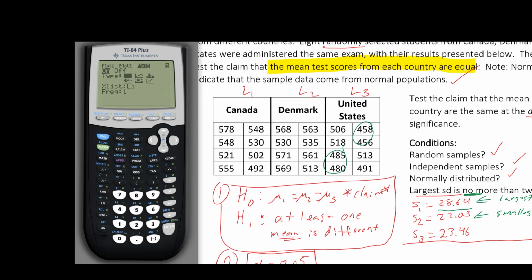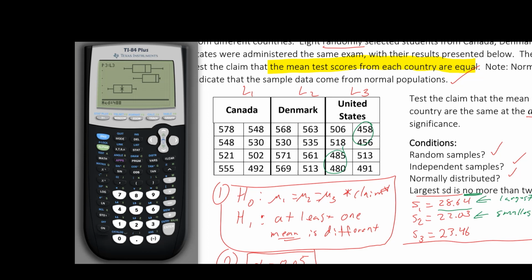I'm going to completely quit out of this. Make sure you quit out of this. And then I'm going to go to zoom, which is the middle button in the top row of buttons. Go all the way to, I believe, the 9th option here. Yeah, zoom stat. Press enter. I'm also going to press the trace button, which is right next to zoom, to get an idea. It starts you off at the median of each one of these box plots. So the median test score in, I believe, Canada, the top one, yep, is 539. If you go down now, the median for Denmark was 562. And the one that was really off was the United States. That one was pretty far off.